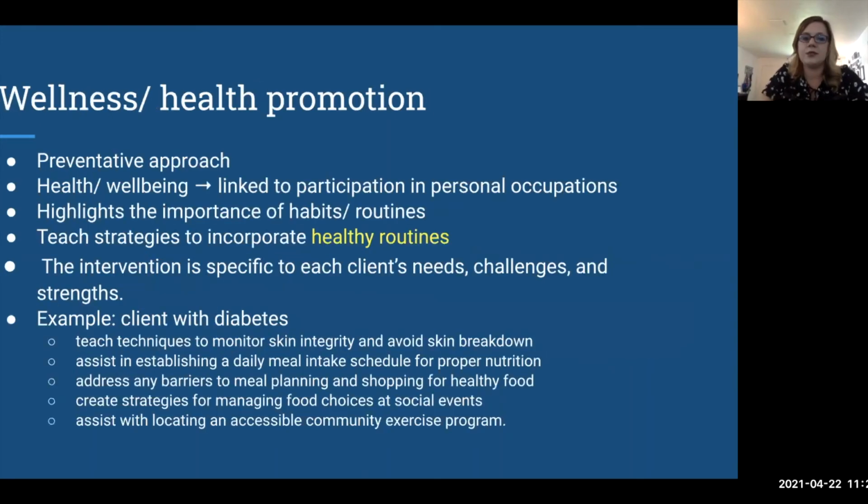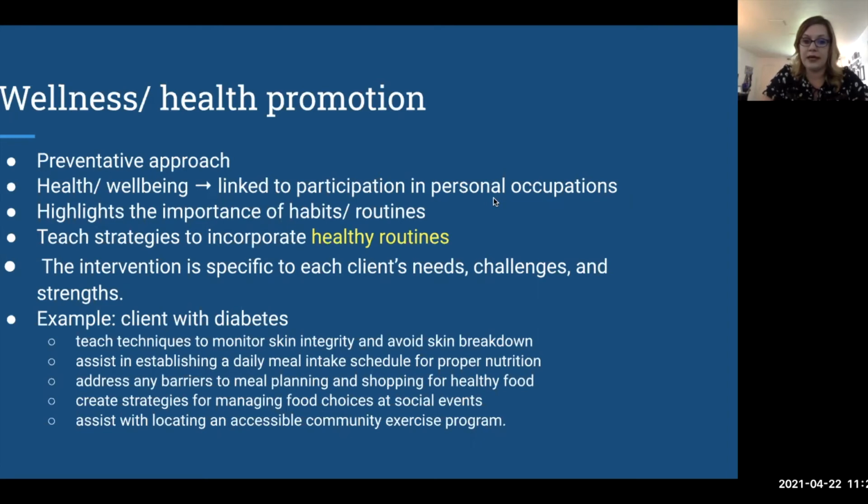Next, we have the OT's role in wellness and health promotion. This is considered a preventative approach as we want to avoid deconditioning and illness. The health and well-being of a client is closely linked with their participation in personal occupations, particularly that of habits and routines. So we want to teach strategies to incorporate healthy routines. This intervention is specific to each client's needs, challenges, and strengths.